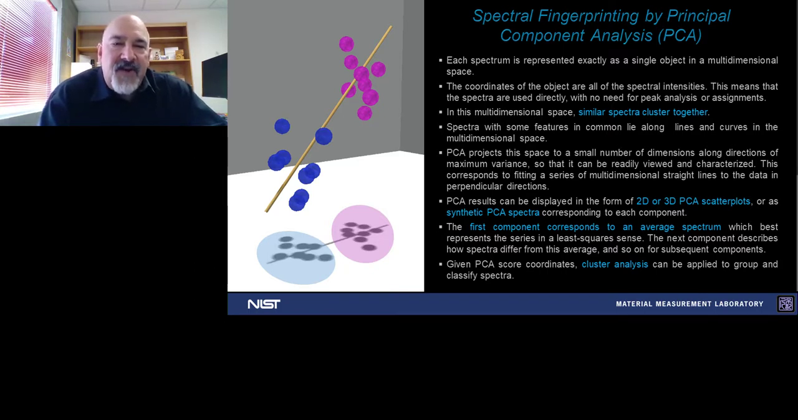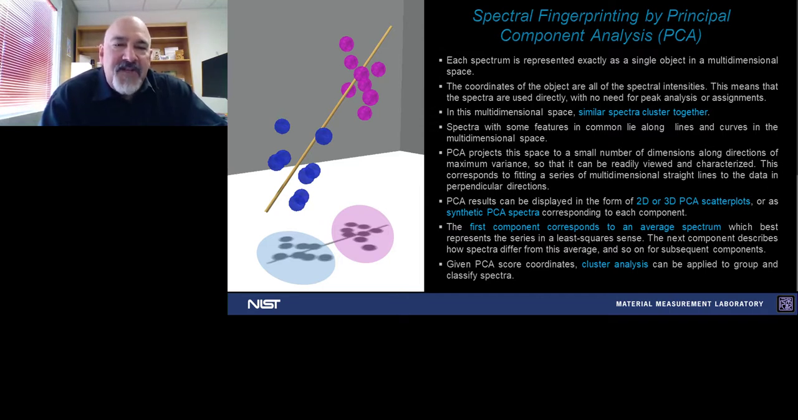And we're going to start by using the collection of spectra in a multivariate or multidimensional representation, where each spectrum in the series to be analyzed is represented as a single object in a big multidimensional space, and the coordinates of that object are simply all of the intensities in the spectrum.